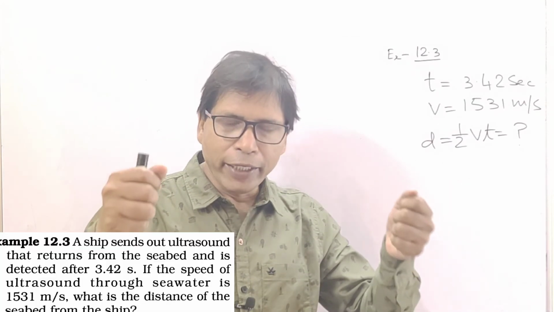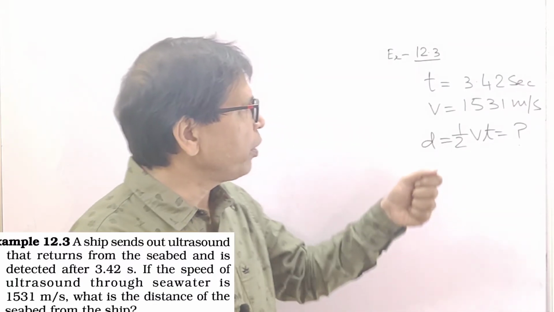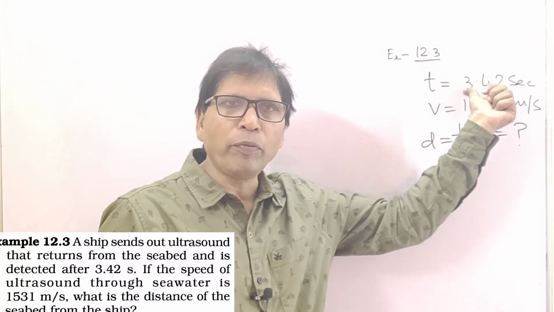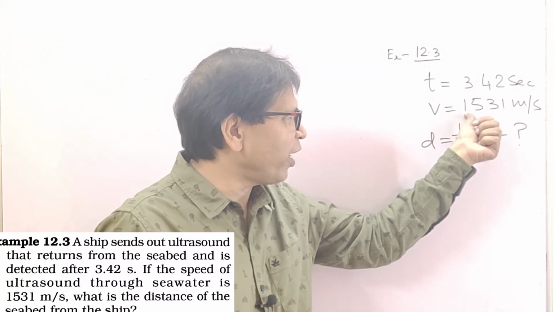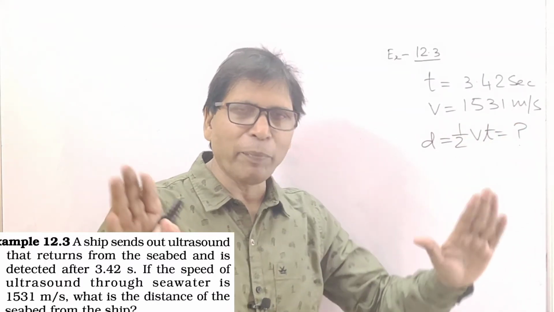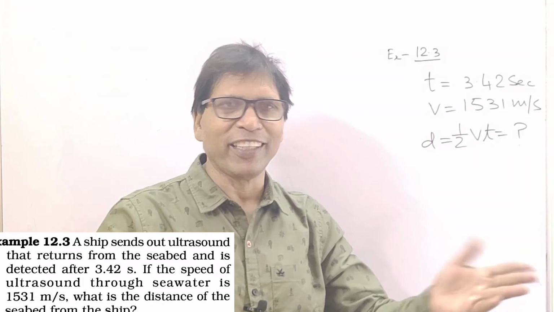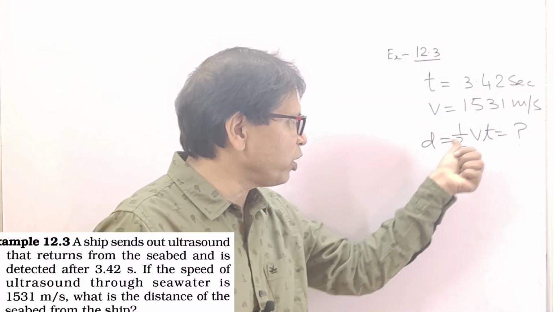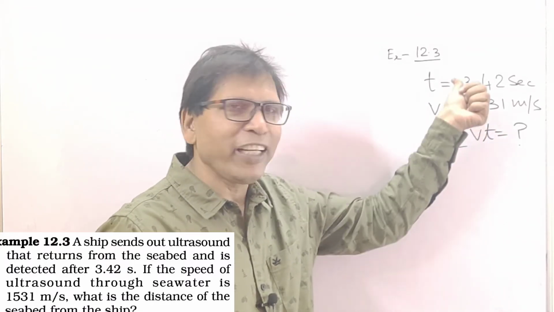A sound wave produced by the sonar of a ship is reflected back by the seabed in 3.42 seconds. If the velocity of sound wave in water is 1531 meter per second, we have to calculate the depth of the sea. The depth of the sea d equals half vt. Here v is given, t is given.